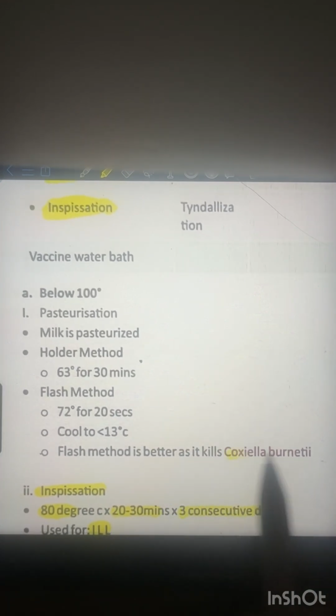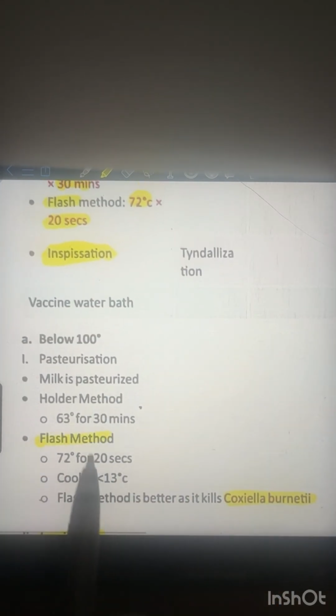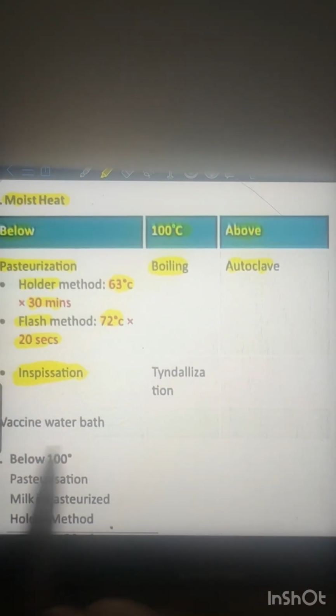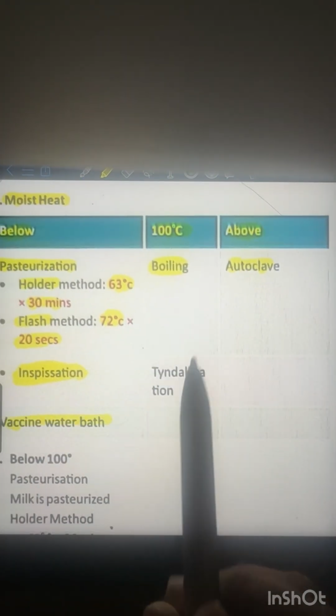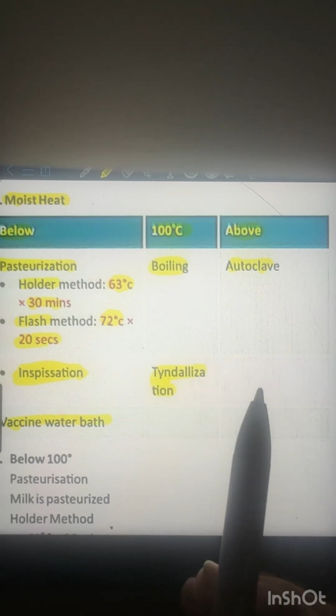Now let's come to at 100 degrees. Do you remember I gave you a mnemonic called IPL BAT? So below 100 with inspissation and pasteurization. Now let's talk about what is A for at 100. At 100 you have B and T, that is boiling and tyndallization. Boiling, I'm sure everyone knows how to boil water. All that you have to do, look, the temperature will be 100 degrees. At 100 degrees, boiling of water is roughly going to be for 15 minutes, right?